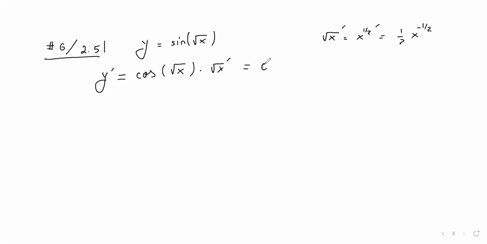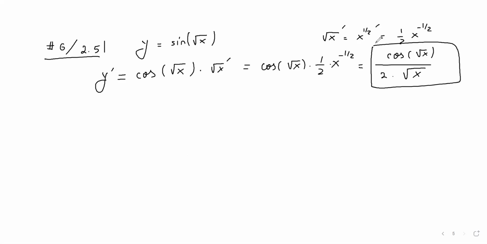So this is going to end up being cosine of the square root of x times 1/2 x to the negative 1/2. But if we still want to have square roots, then we write cosine of the square root of x, the one that was here, and then the rest of it at the bottom. So we have 2 already at the bottom, and x to the negative 1/2 flipped over is going to be x to the 1/2 at the bottom, or the square root of x. So cosine of the square root of x divided by 2 square root of x. That is the final answer over here.